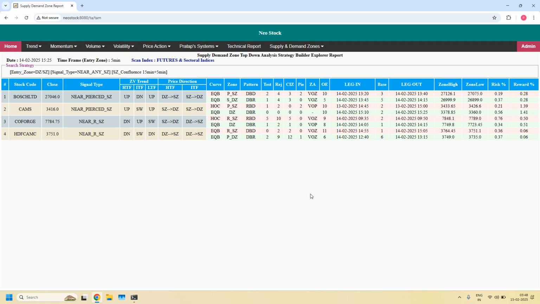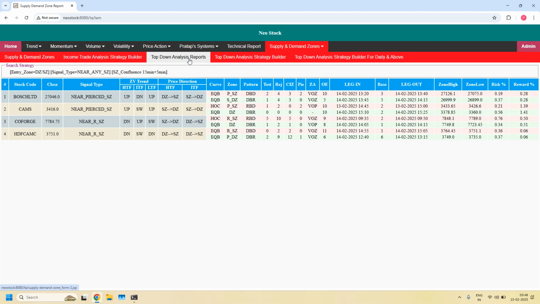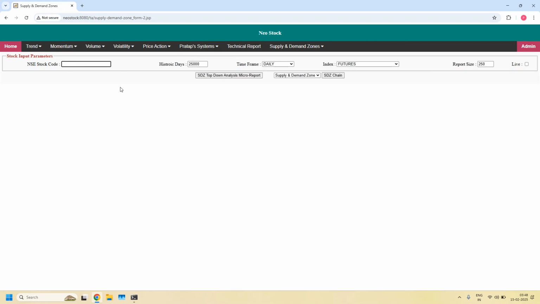So this is about stocks near demand and supply zones for different time frames. Now in the next report, I am going to generate NIFTY and BANKNIFTY supply demand zone chain. Let me start with NIFTY. I am generating monthly supply demand zone chain for NIFTY.